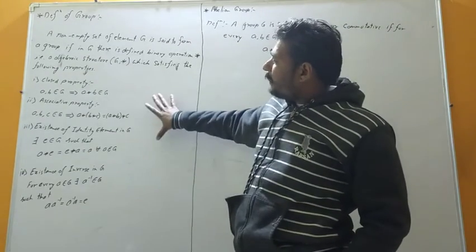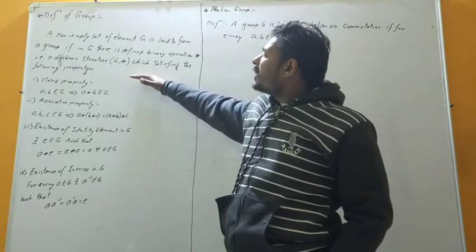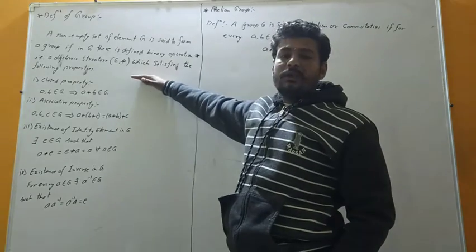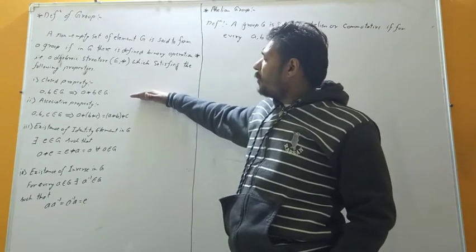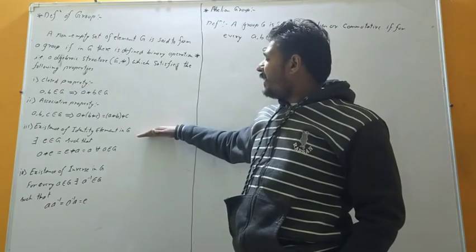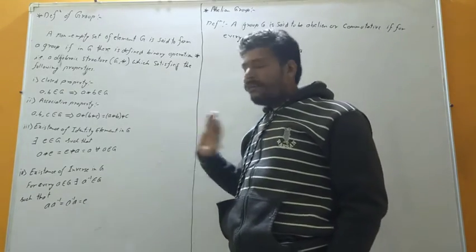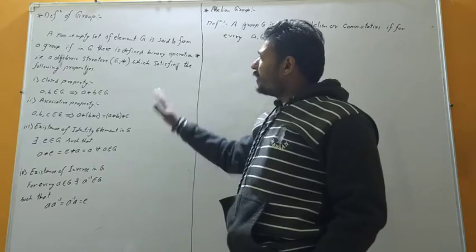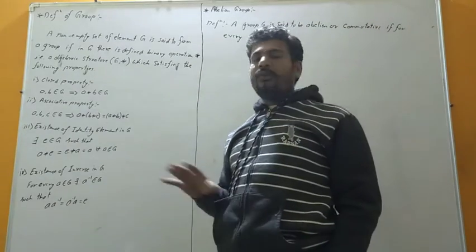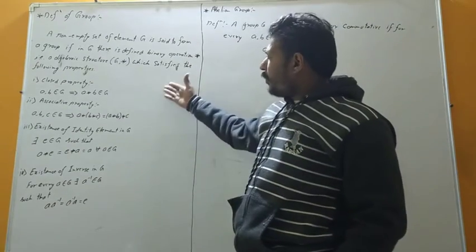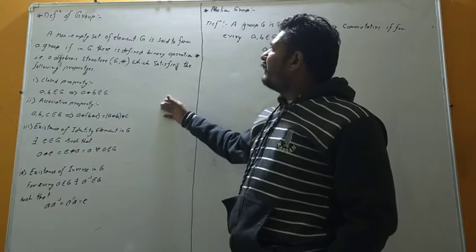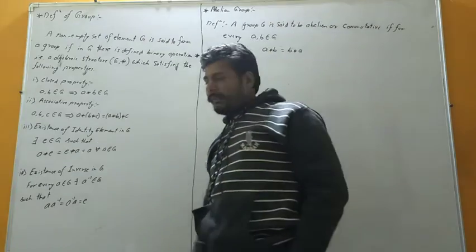Here we have four properties. First is the closed property, then the associative property, existence of identity, and existence of inverse. These four things are very important to form a group. If these four properties are satisfied, then we say it is simply a group.